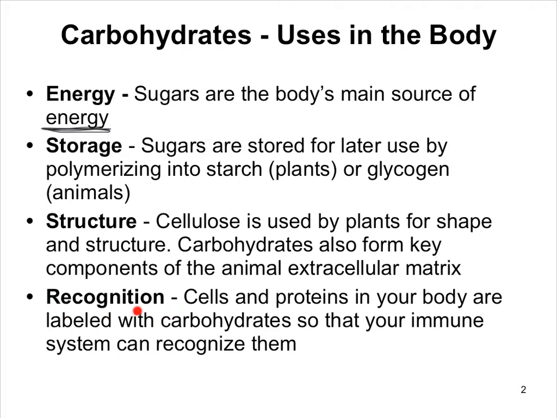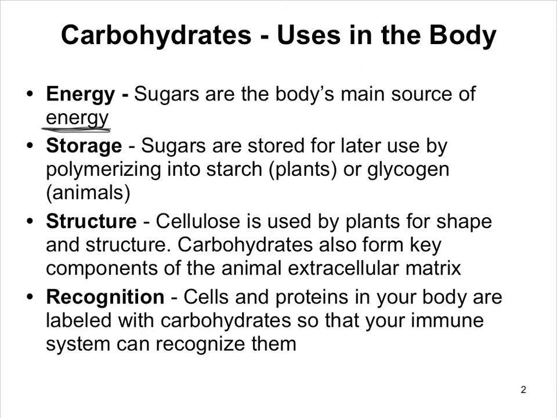Last, carbohydrates are used for recognition. You've probably heard of different blood types. We're going to talk about those more extensively when we talk about blood in the next semester. But the way your body recognizes, oh, this is my blood versus that is somebody else's blood that I need to destroy, that this is type A blood or type B blood or whatever, is because of recognition elements on the surface of the cell. And those recognition elements are often carbohydrates.